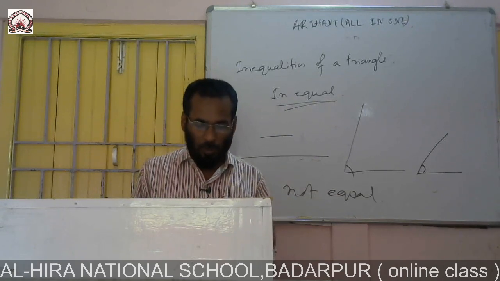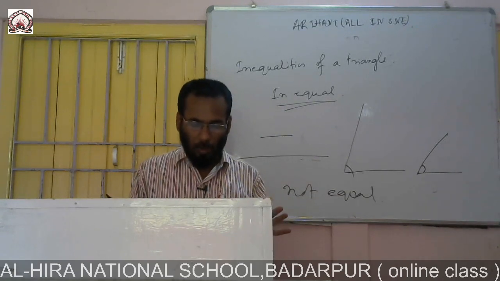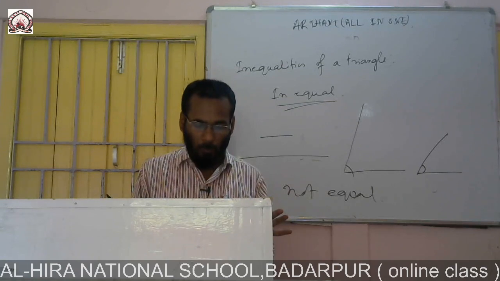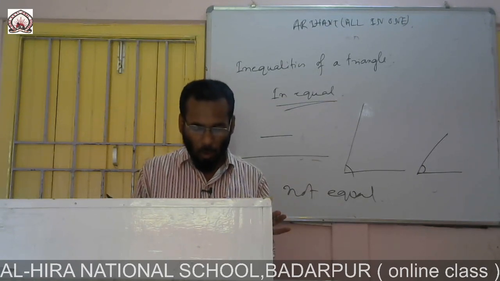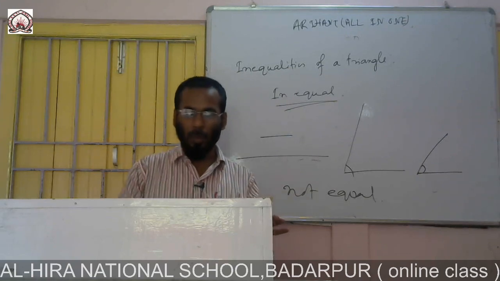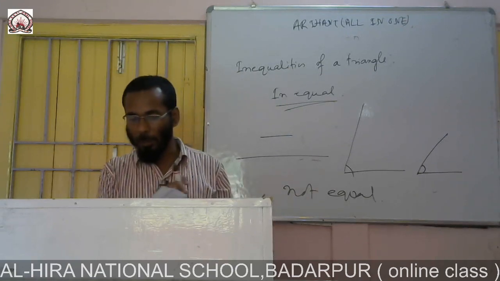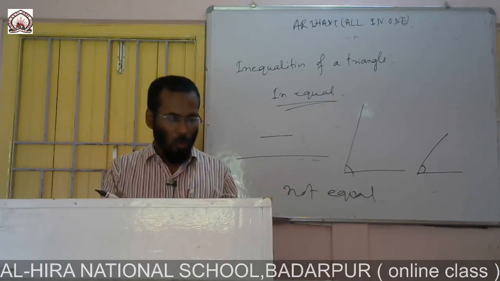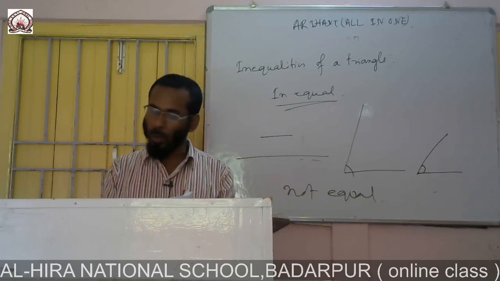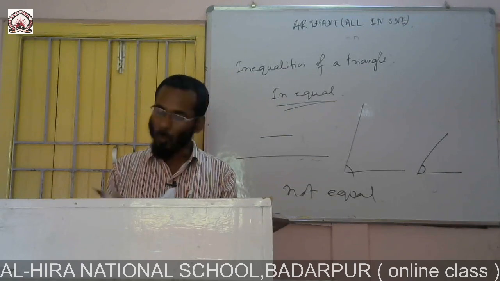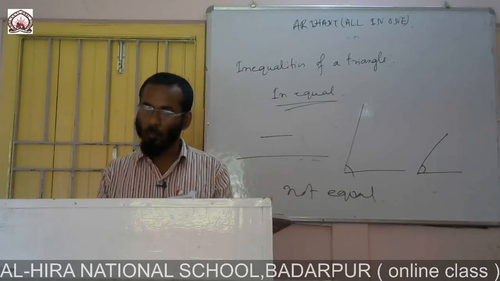The first theorem is: if two sides of a triangle are unequal, then the angle opposite to the longer side is longer, or greater. Theorem 7.1 of page number 153.